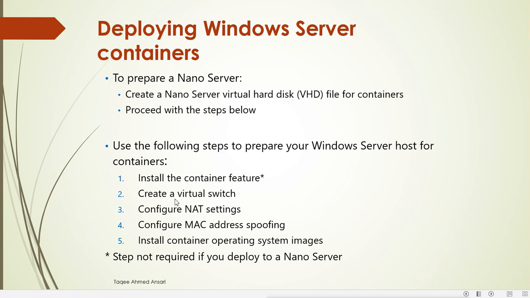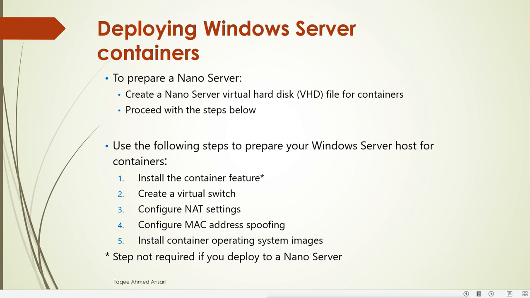Install the container feature, then create the virtual switch, because the containers will use the virtual switch of Hyper-V. Then configure the NAT if required. NAT means that if you want to connect the containers through the virtual switch to the internet. Then if you are using it on Hyper-V, you should also enable MAC address spoofing. Then install the container operating system images.